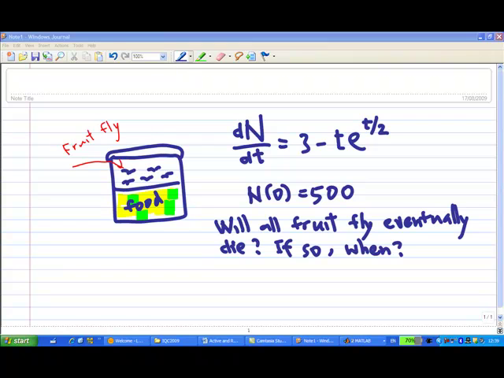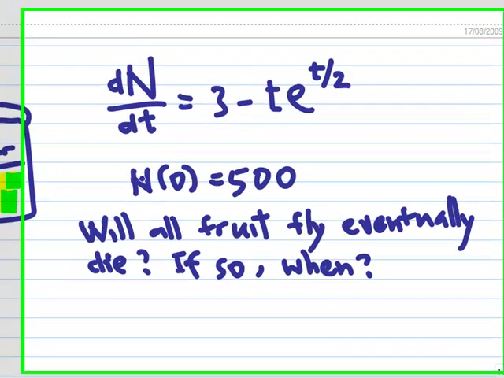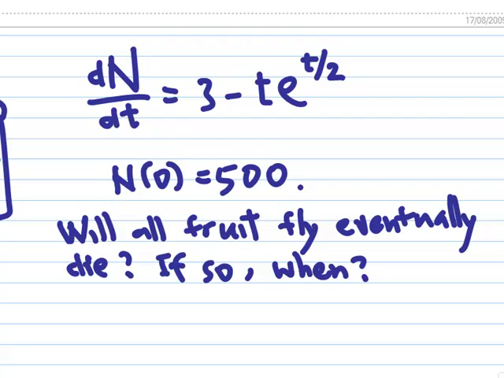Now the population of the fruit flies is n, and in this case, the rate of change of the population is dn/dt equal to 3 minus t e to the power t over 2. Initially, the population of fruit flies is 500, n0 is 500. Will all the fruit flies eventually die? If so, when will this happen?